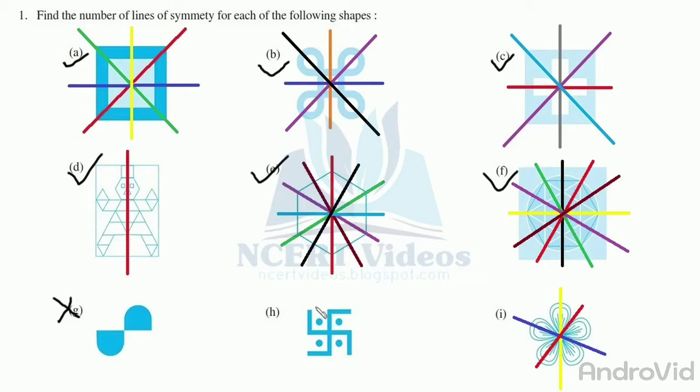H part, so this symbol also has no line of symmetry. If you try to place a line on any side, you will not be able to get the inverted side of the following diagram. Now I part, this petal of a flower has 3 lines of symmetry. So you will be able to get the other side flipped if you place your mirror on any of these sides. This was your first question.